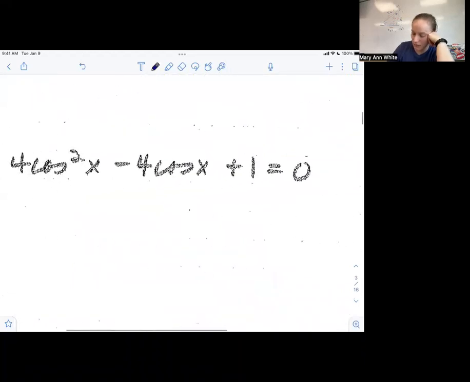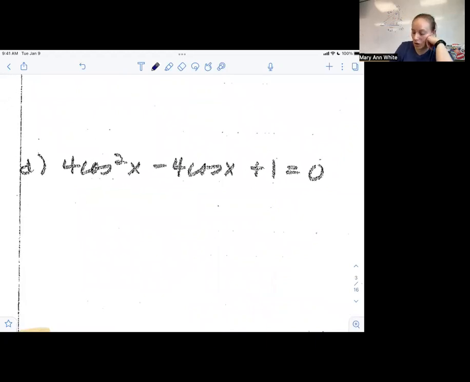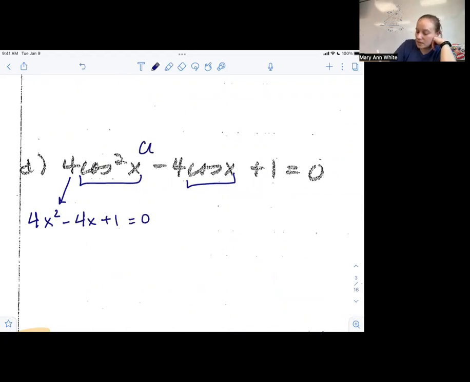This last one's a little bit tough. The only difference here is I have cosine squared and I have a normal cosine. We can't combine those. I want us to imagine that this is, instead of written as 4 cosine squared x minus 4 cosine x plus 1, I want us to picture it as 4x squared minus 4x plus 1 equals 0. I want us to think of cosine x as just the variable x. So I'm replacing cosine x with just an x.